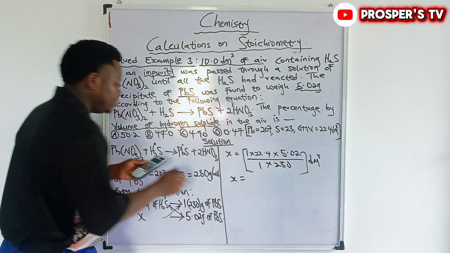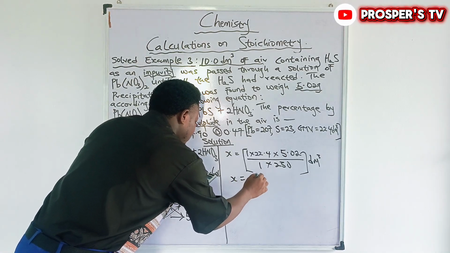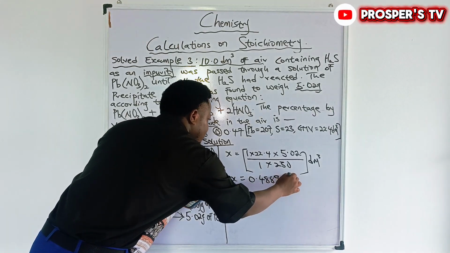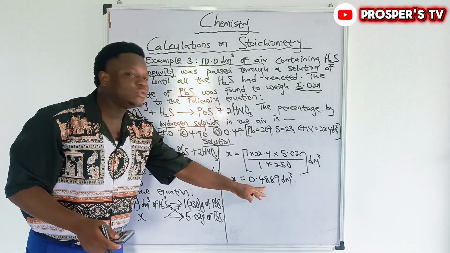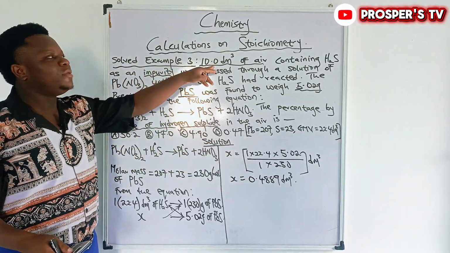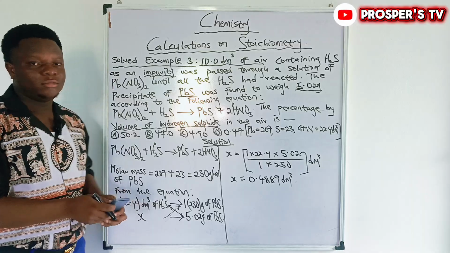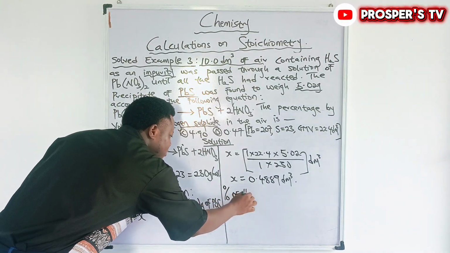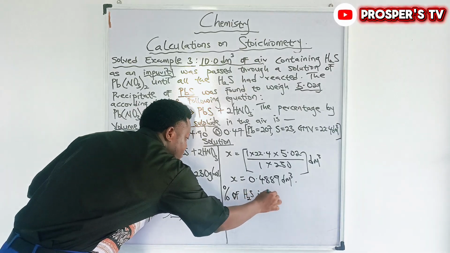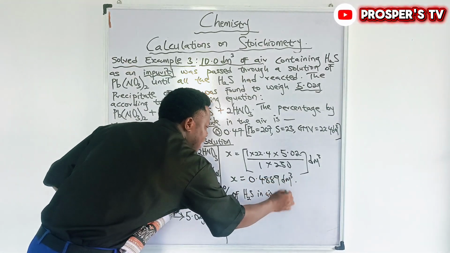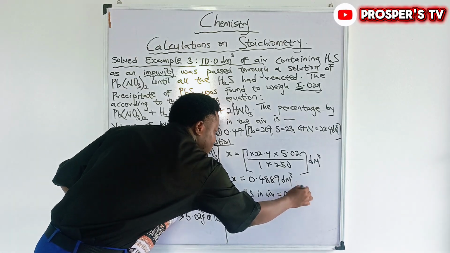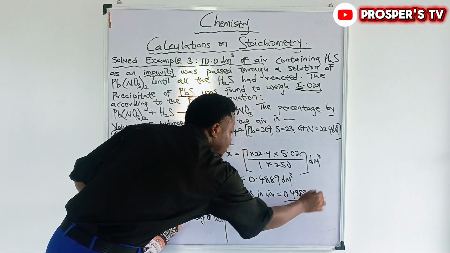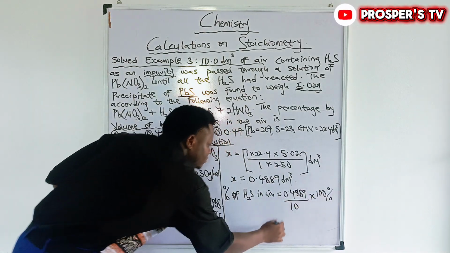So that gives you 0.4889 dm cube. So this is the volume of what? The hydrogen sulfide that was present in the 10 dm cube of what? Air. So we now come down and say percentage of hydrogen sulfide in air will be equal to the volume of the hydrogen sulfide now divided by the total volume of air now, which is 10, then you multiply by 100%.